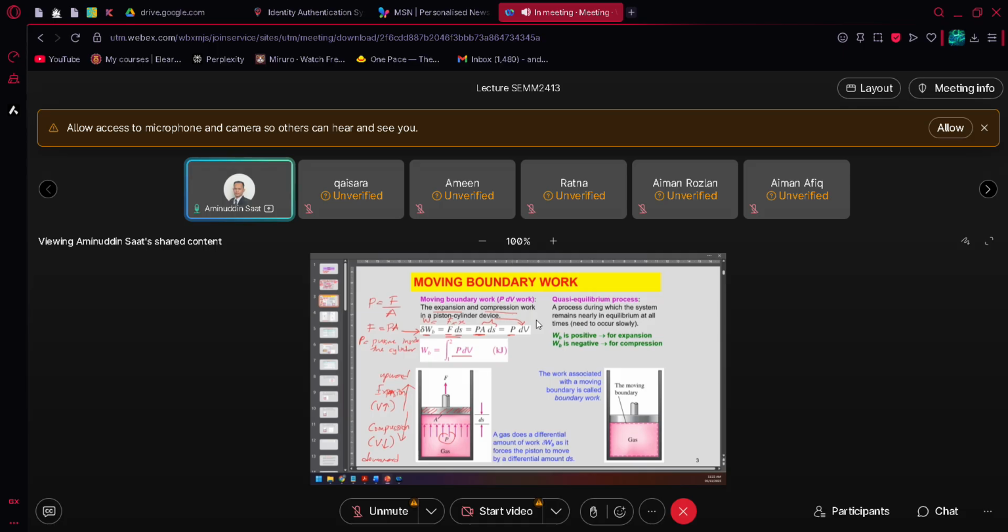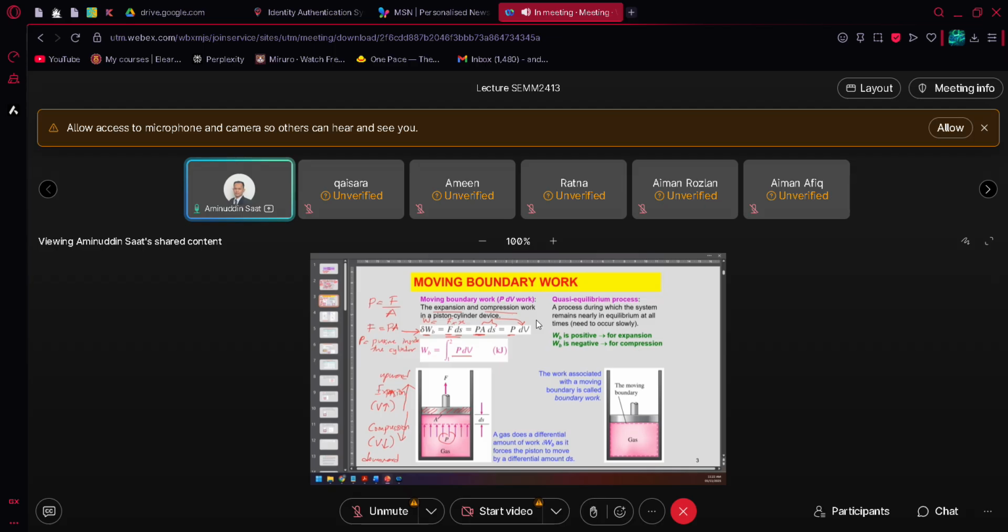Whether it is a piston cylinder or a rigid tank, as long as it is a closed system, we can use the PdV calculation, where P represents the pressure and dV represents the change in the volume, to calculate the boundary work.